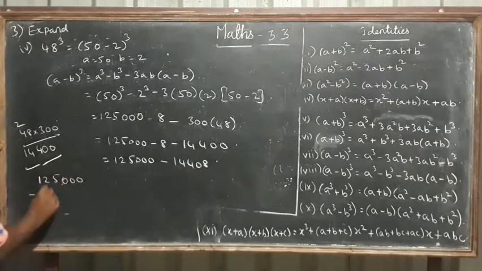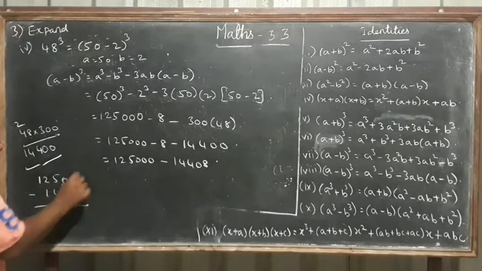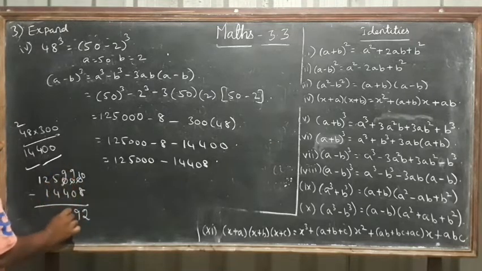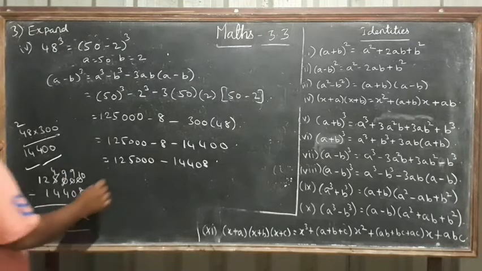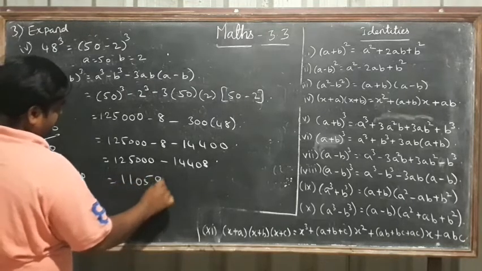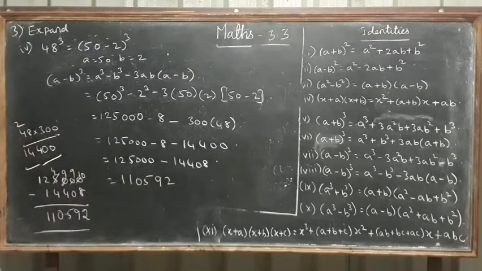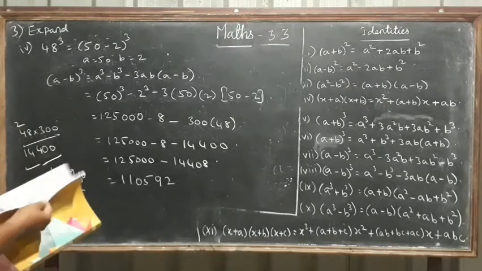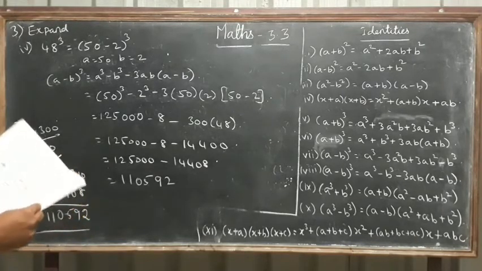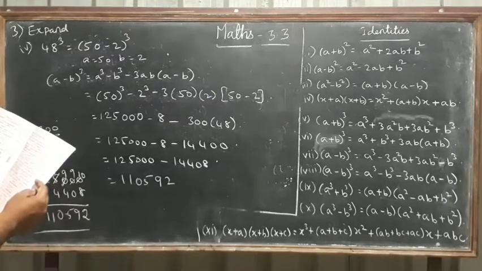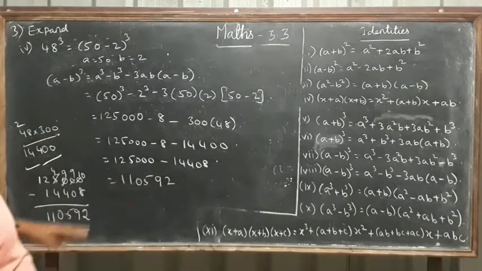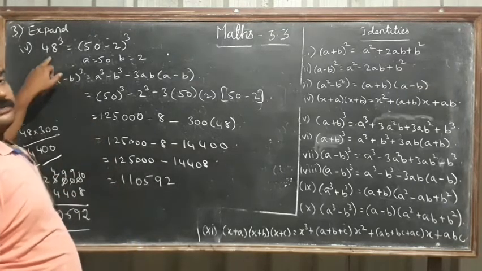1,25,000 minus 14,408. This will be 10. 10 minus 8 is what? 2. This is 9, 9 gets down. Once again 9. Remainder is 5. This is 4, 0, 11. 1,10,592. Check it out. Yes, it's exactly correct. So this is the exact value of 48 cube.